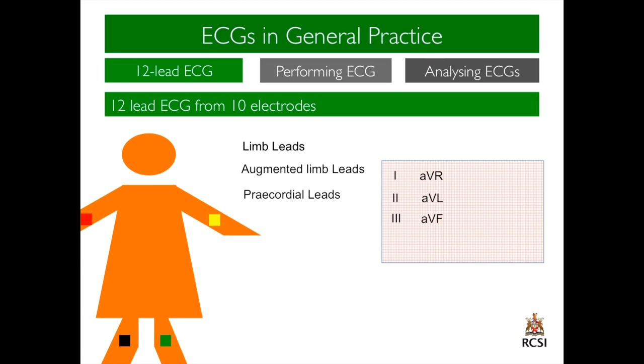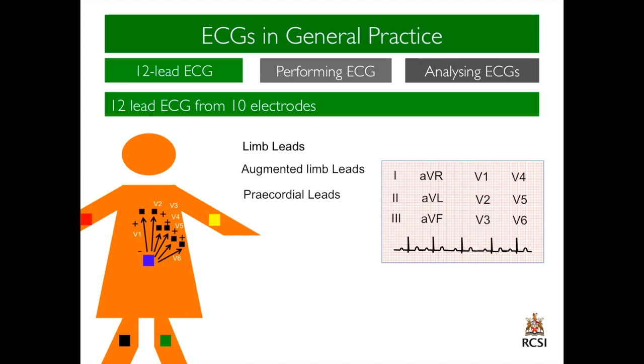Moving on to the 6 precordial or chest leads. Again, they use a negative terminal, which is a confluence of limb electrodes. Between this negative terminal, there are 6 leads placed on the skin on the chest. V1, V2, V3, V4, V5, and V6.